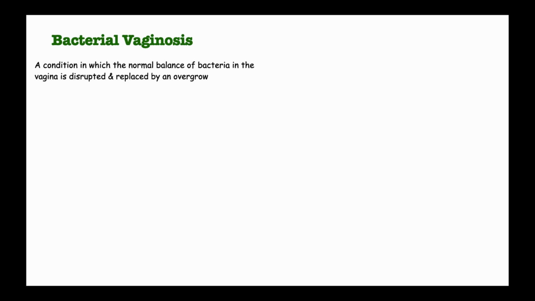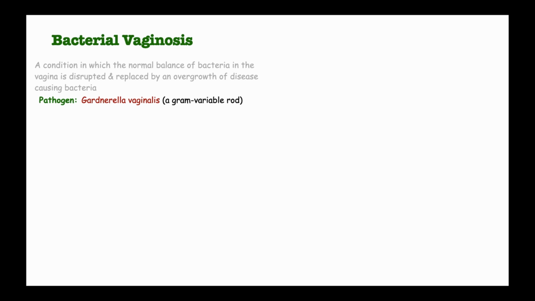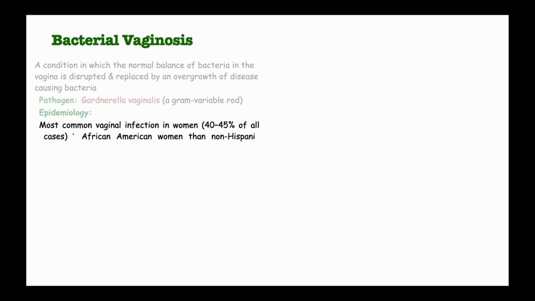Now, when we say bacterial vaginosis, we mean a condition in which the normal balance of bacteria in the vagina is disrupted, and so it is replaced by an overgrowth of certain bacteria which causes infection in the vagina. Basically, a gram-variable rod known as Gardnerella vaginalis is the main causative agent of bacterial vaginosis. Epidemiologically, it is the most common cause of abnormal vaginal discharge in women of childbearing age.